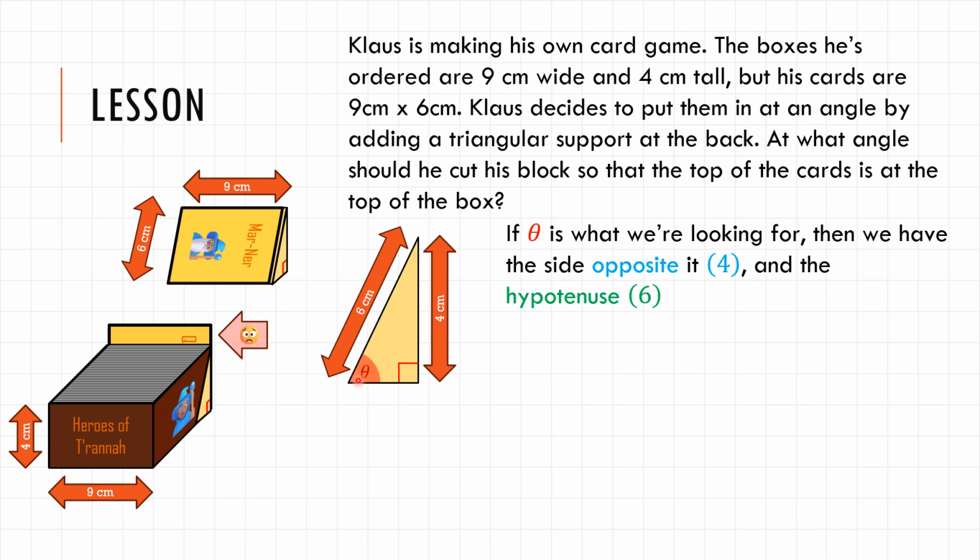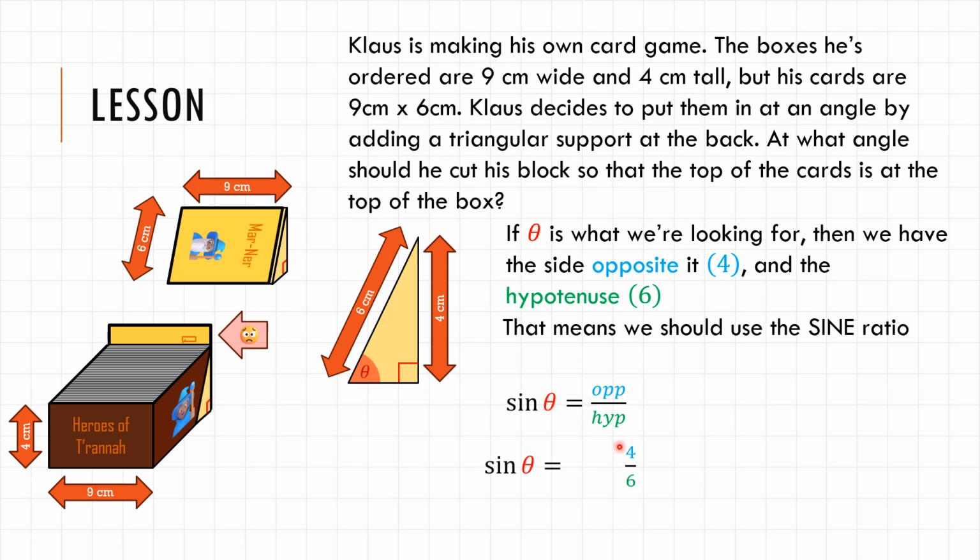So in this case, we're looking to find out what is theta. What is this angle? Now we know that the side opposite it is 4 centimeters. We know that the hypotenuse is 6 centimeters. So there is a ratio that we can use that relates these three variables, and that is the sine ratio. Remember, the sine ratio will always tell you what is the opposite divided by the hypotenuse for any angle. So sine theta is opposite over hypotenuse, and I know that the opposite side is 4 centimeters. The hypotenuse is 6 centimeters.